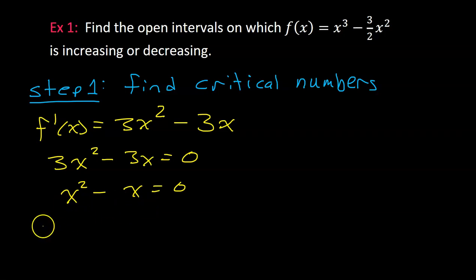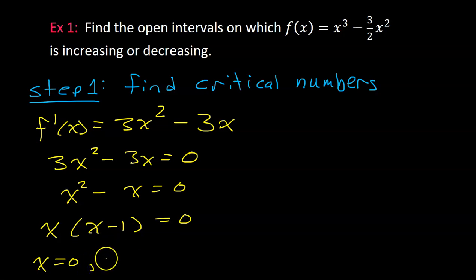Pull out a common factor of x. So you're going to have x times x minus 1 is equal to 0. Using the zero product property, we can set x equal to 0, and we just have x equals 0. And if we set x minus 1 equal to 0, that's going to give us x equals 1. So these are the critical numbers.